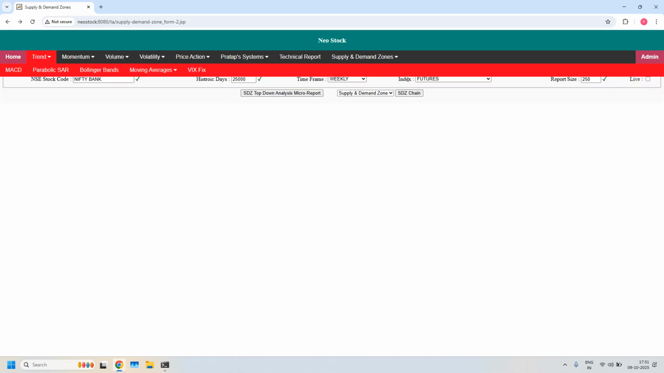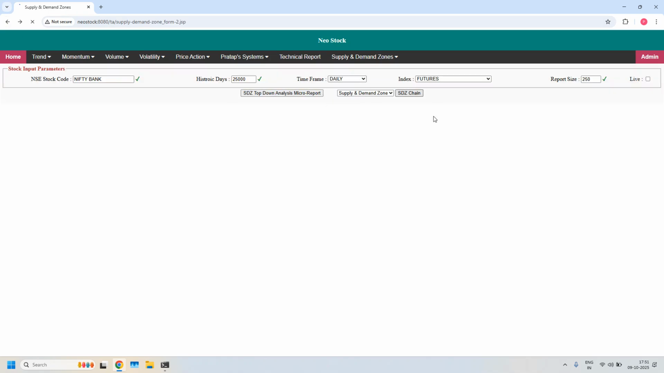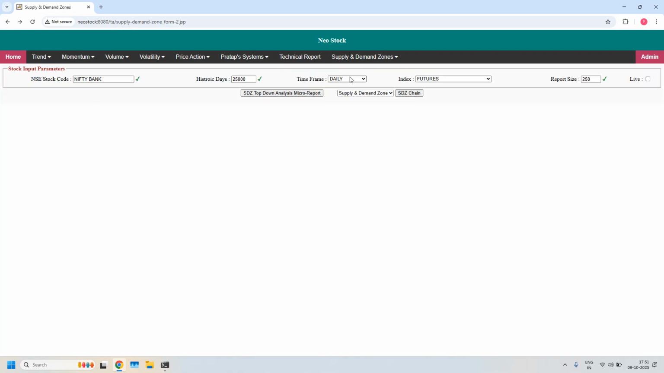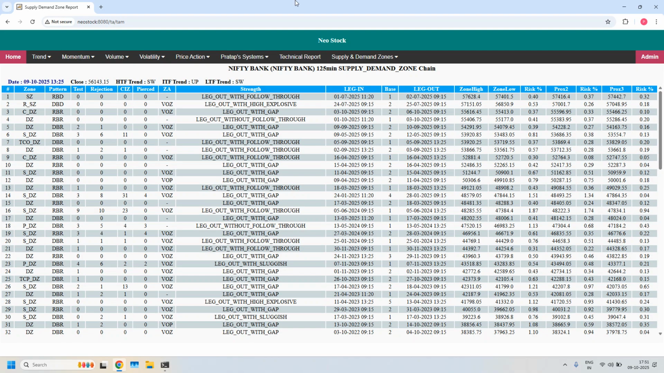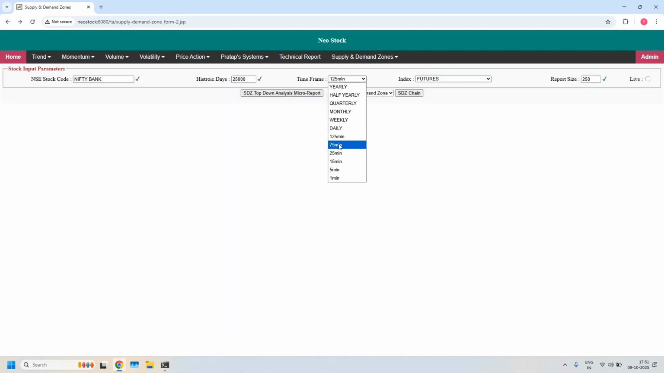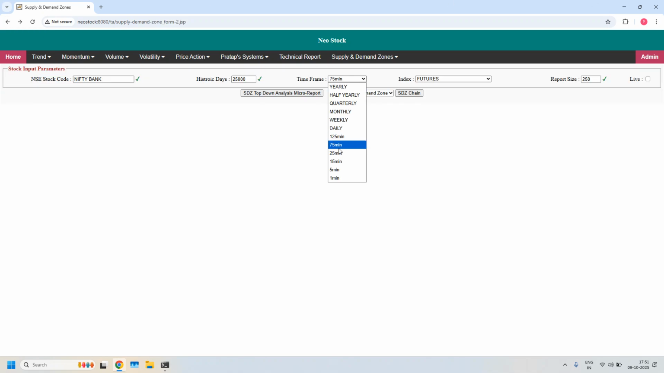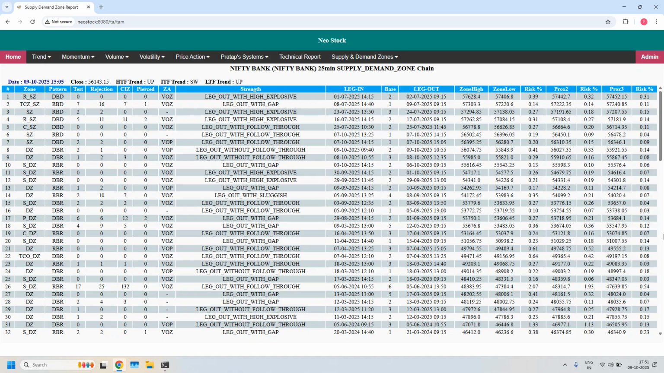Next, generating daily supply demand zone chain for Bank Nifty. Next, generating 125 minutes supply demand zone chain for Bank Nifty. Next, generating 75 minutes supply demand zone chain for Bank Nifty. Next, generating 25 minutes supply demand zone chain for Bank Nifty.